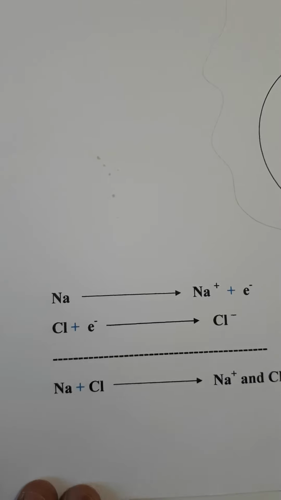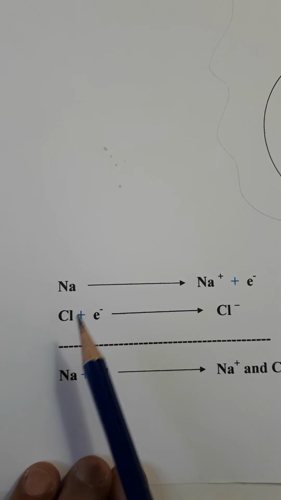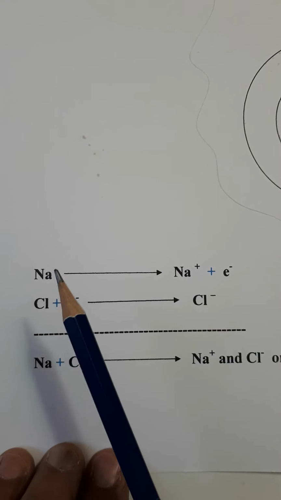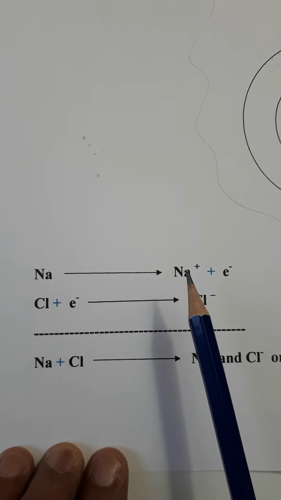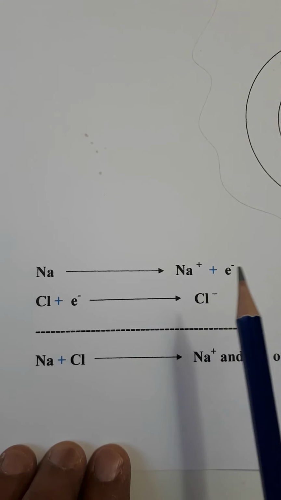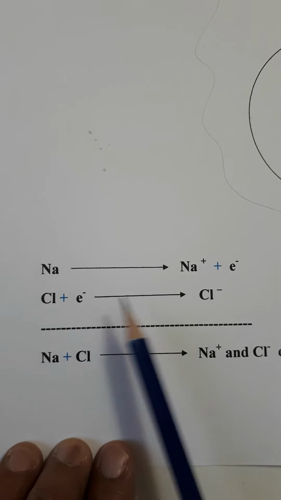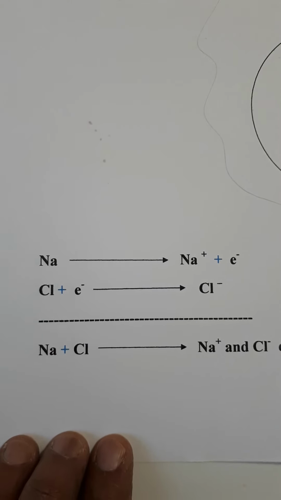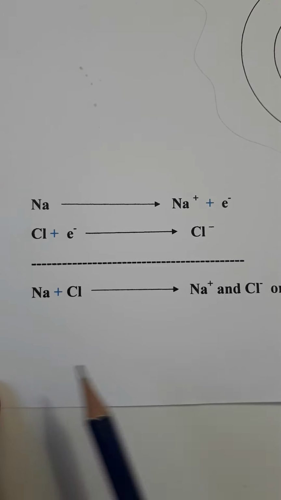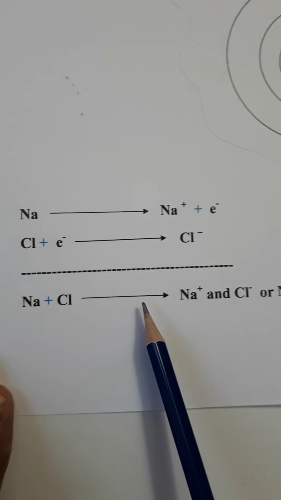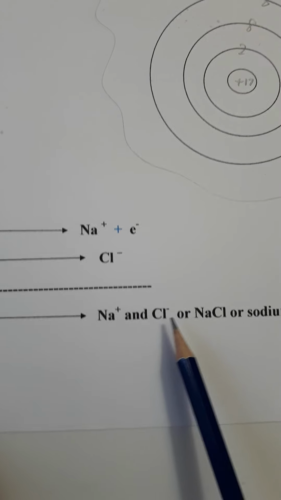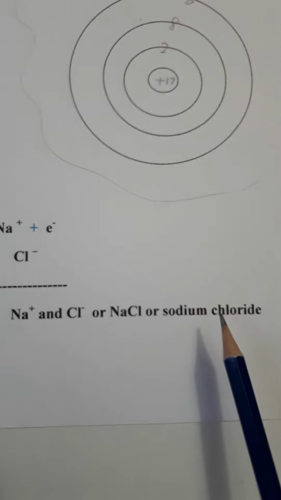In a better way, we can write like this. The sodium atom became sodium ion and electron. So it gave out an electron to be stable. And that electron is taken by the chlorine atom. It became chloride ion. So if we add these two equations together, the electron will cancel out. Sodium atom and chlorine atom give you sodium ion and chloride ion. Or we can call it, without charges, sodium chloride, NaCl, or table salt.